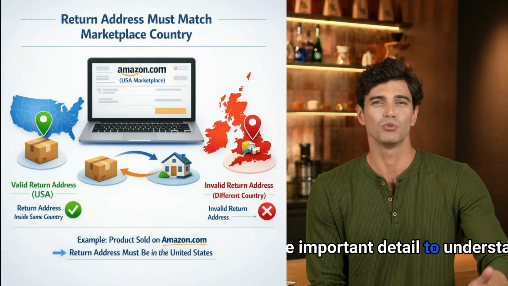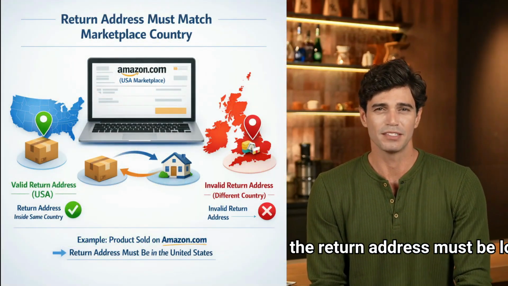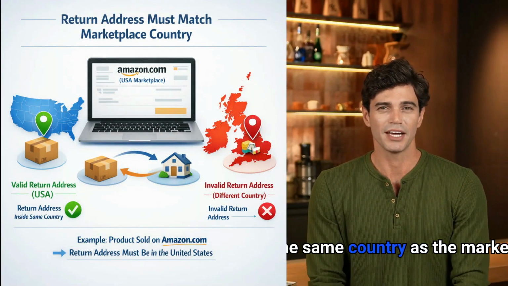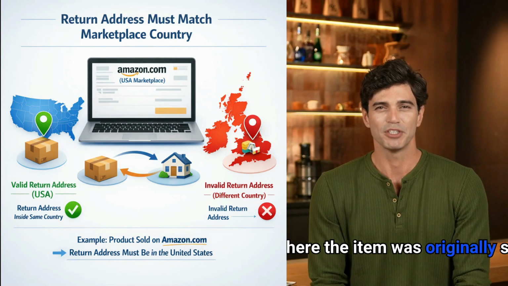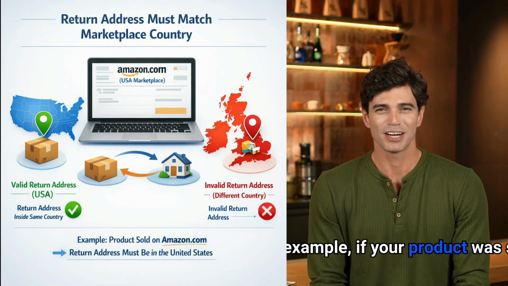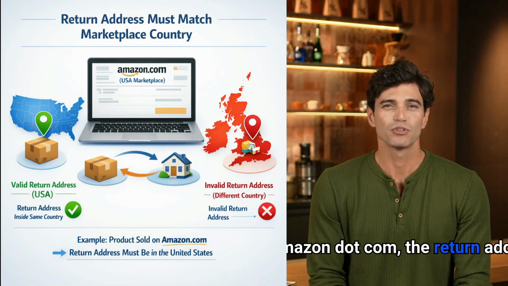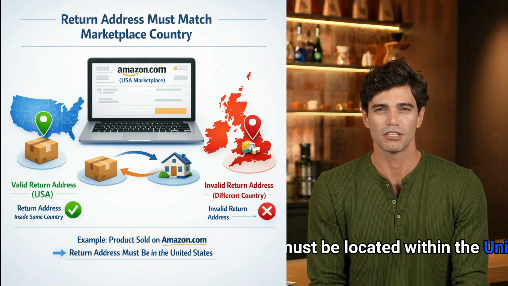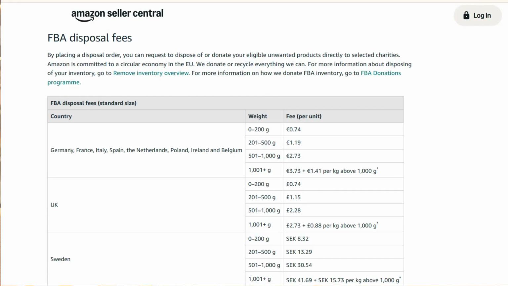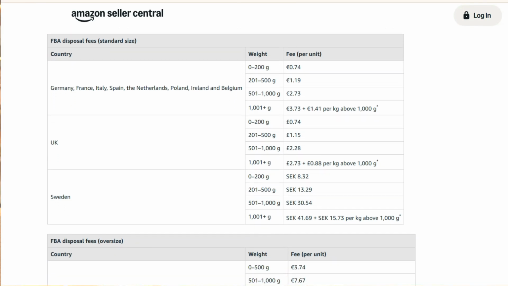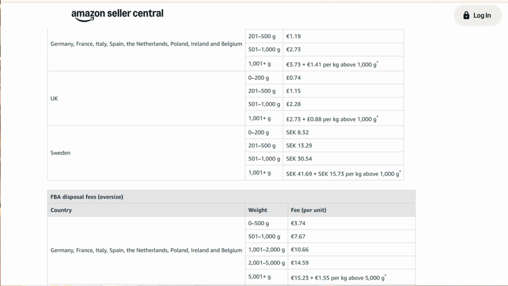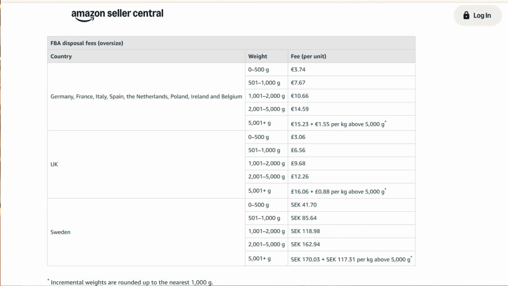One important detail to understand is that the return address must be located in the same country as the marketplace where the item was originally sold. For example, if your product was sold on Amazon.com, the return address must be located within the United States. Amazon also charges a removal fee for each unit that is returned, and this fee is calculated based on the size, tier, and weight of the item.